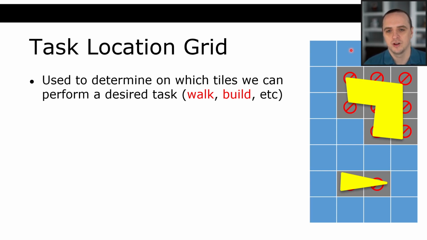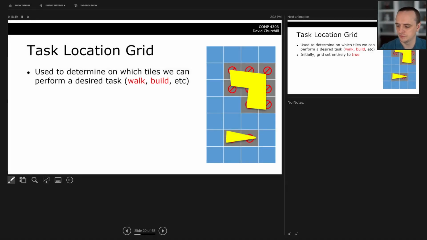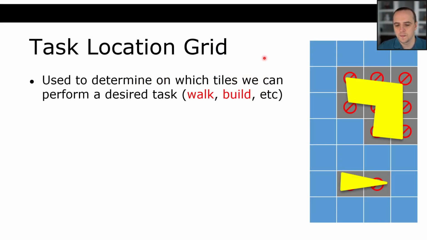So for example, whether or not we can walk on a specific tile, whether or not we can build something on a specific tile. So over here, this is an example of a task location grid. Okay, so over here, we want to build a task location grid for walkability or maybe building, for example. So let's say we're talking about building in this example.